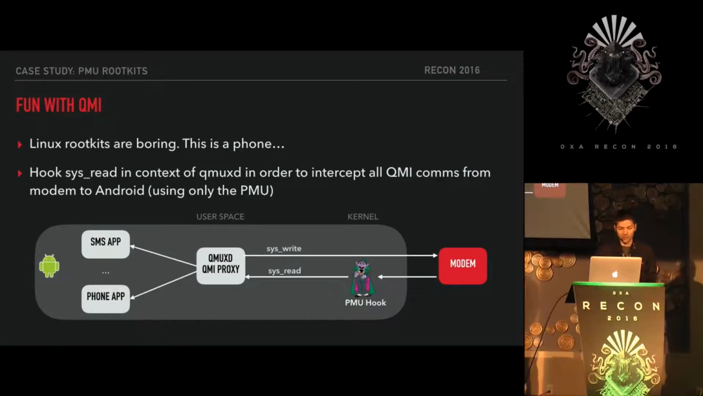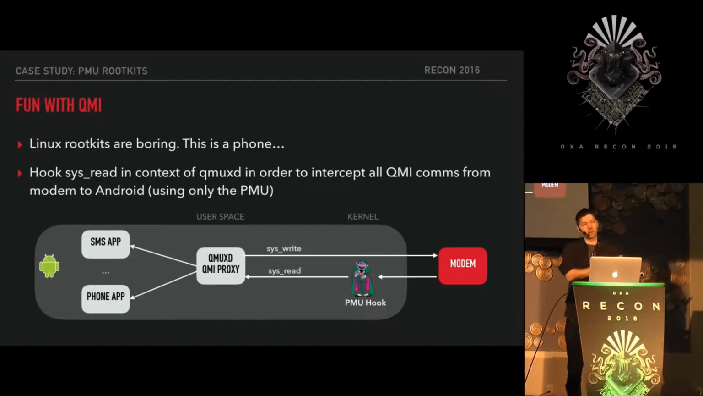But in my opinion, Linux rootkits are boring, and this is a phone. So to make it more interesting, I decided to try to hook read, but in the context of QMuxD. QMuxD is a user space daemon on Android. Much of the same code is handled by CommCenter on iOS, but it's basically responsible for routing QMI packets to and from the modem and to their respective clients in the high-level OS. You can think of QMI as like a custom Hayes AT command or something. But we're going to hook sysread the same way we just hooked getdents, but only using the PMU.